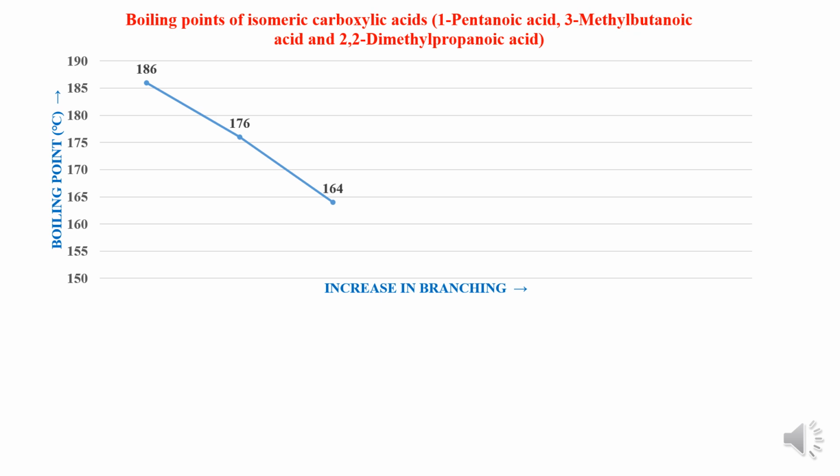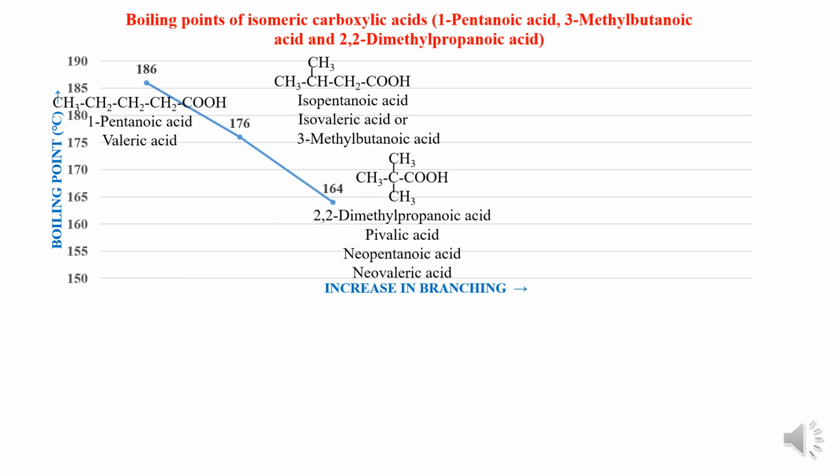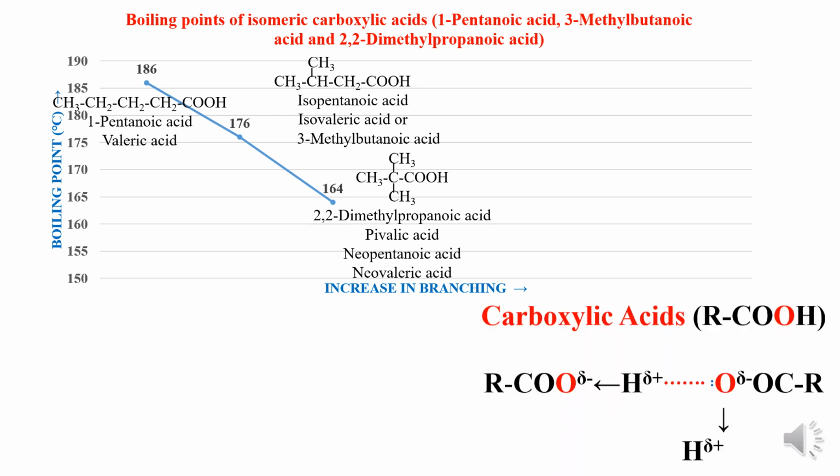Now moving on to the next class of organic compound, that is carboxylic acids. This graph explains the effect of branching on the boiling points of isomeric carboxylic acids. That is 1 pentanoic acid, 3 methyl butanoic acid and 2,2-dimethyl propanoic acid. So all three are isomers or isomeric carboxylic acids. And we can see that with increase in branching, there is a corresponding decrease in the boiling point.